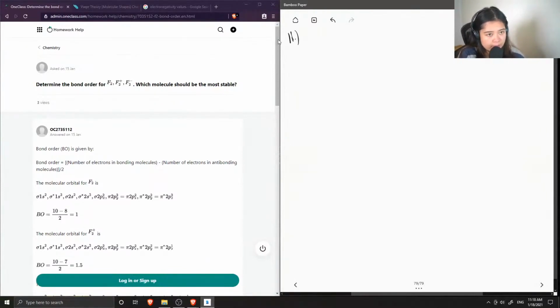So to answer this question, I'm going to draw the molecular orbital diagram, and I'll do it for F2, just so that it'll be easy for us to compare what happens if it gained an electron and what happens if it lost an electron. Let's try to draw this molecular orbital diagram.